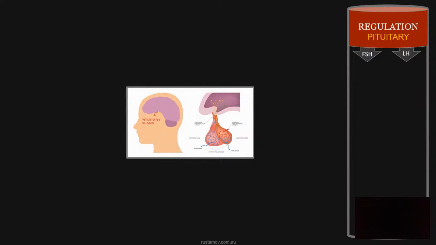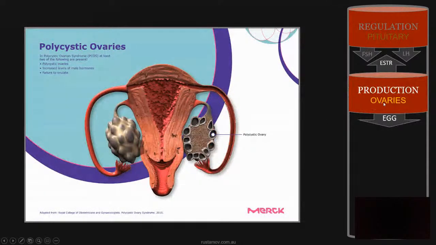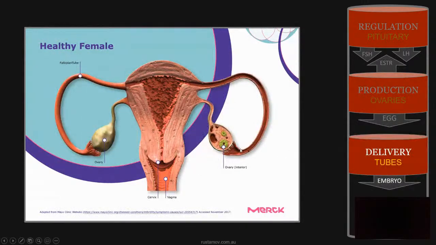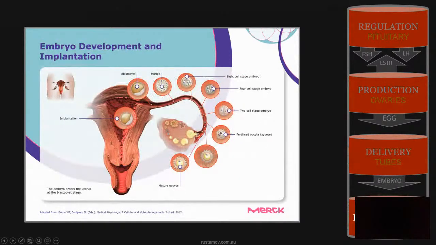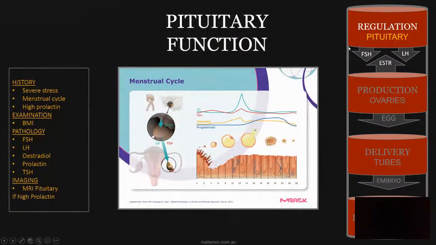So as we discussed in the previous presentation, normal reproduction requires regulation of reproduction by the pituitary gland using FSH and LH hormones, then production of eggs by the ovaries, and delivery of the eggs to the tubes, and fertilization of the egg with sperm in the tube, and implantation of the embryo in the uterus. So we need these 4 levels of requirements for normal reproduction, and we will be investigating for the cause of infertility accordingly, level by level.